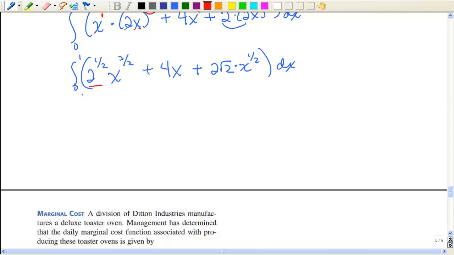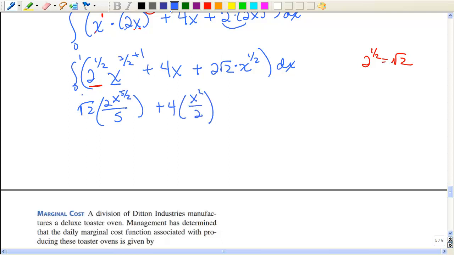Let's go back and look. That's just a constant. Remember, 2 to the 1/2 is the same as the square root of 2. So I'm going to have the square root of 2, and then integrate here, add 1, that's going to be x to the 5/2, and then divide by that, or multiply by the reciprocal, which would be 2/5. Add 1, divide by that. And now we've got an x to the 1/2, so we add 1 to that, that's x to the 3/2, that's multiplied by 2/3. Ooh, that is ugly.